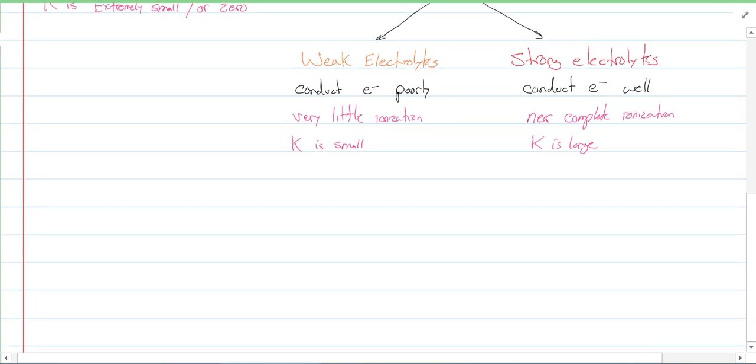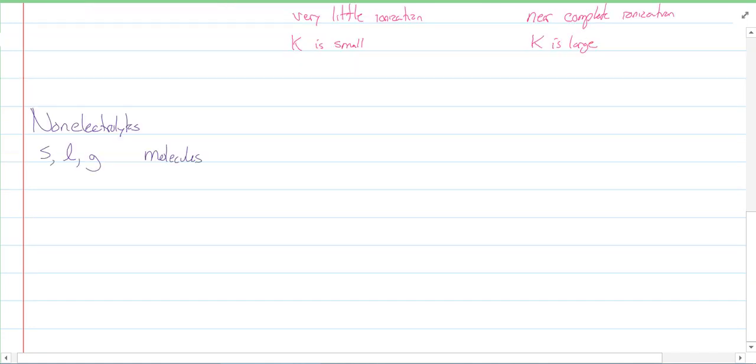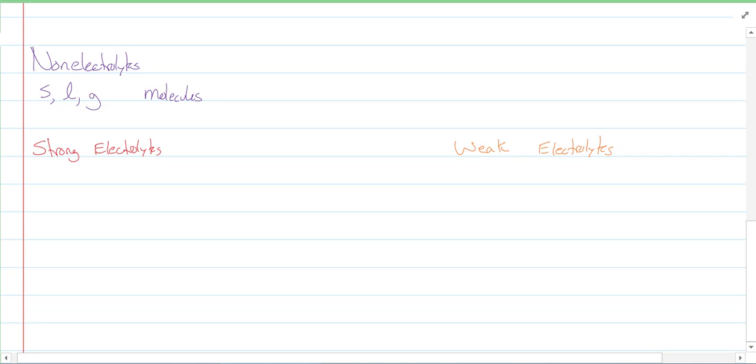So non-electrolytes, anything solid, liquid, gas, molecules, right? Those are non-electrolytes. Then strong electrolytes and weak electrolytes. Strong electrolytes, we have all soluble salts, which are, of course, ionic compounds. So any ionic compound that dissolves is a strong electrolyte. That's one class.